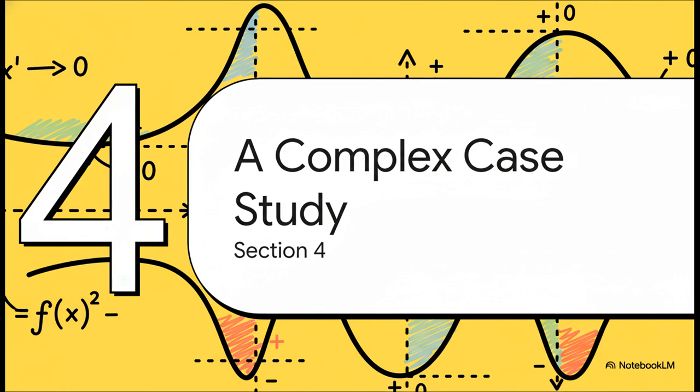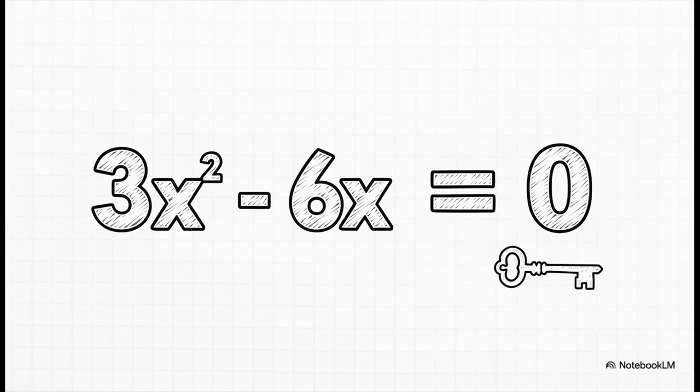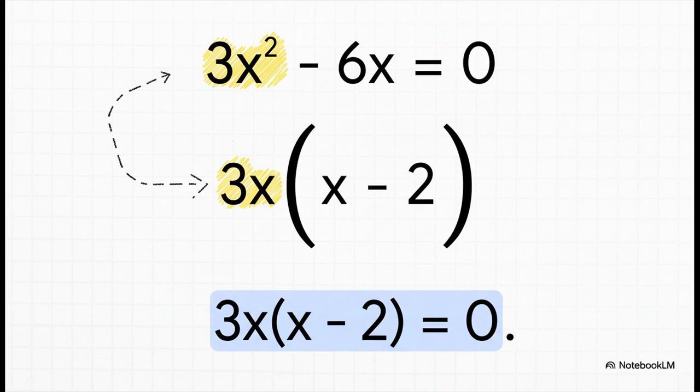Let's do it. All right, here comes the most important part of the whole process. We take that derivative we just found, 3x squared minus 6x, and we set it equal to 0. This is the equation that's going to tell us exactly where those flat spots are on our curve. So how do we solve this? Well, the easiest way is to factor it.